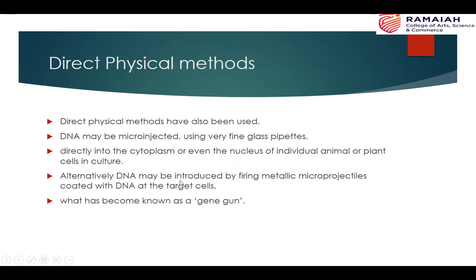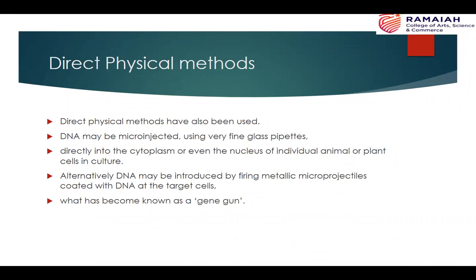One more physical method that's available is the gene gun. In this gene gun method, the DNA could be introduced by firing metallic microprojectiles. These metallic microprojectiles are metal particles which are coated with DNA, and these can be shot at the target cells. This method is known as gene gun. These are very important methods of gene transfer to eukaryotic cells, or methods of transfection.